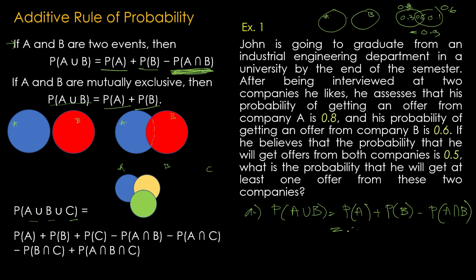If we use the formula right here, what is the probability of A? That would be 0.8 plus the probability of B, which is 0.6, minus the probability of the intersection of A and B, which is 0.5. Solving this one, that would be 0.8 plus 0.6 minus 0.5. That is again the same, always 0.9.